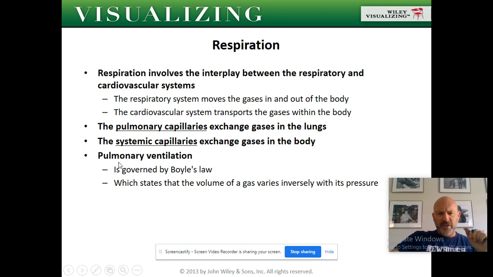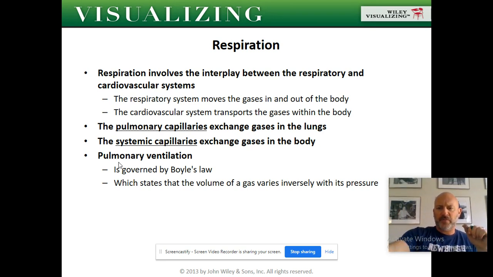Pulmonary ventilation happens as a result of what's called Boyle's law. There's an inverse relationship when it comes to Boyle's law, and that relationship happens between volume and pressure. For example, whenever we have an inverse relationship, as something goes up, the other thing goes down. As something goes down, the other thing goes up. So as volume goes up, pressure goes down. And as volume goes down, pressure goes up.